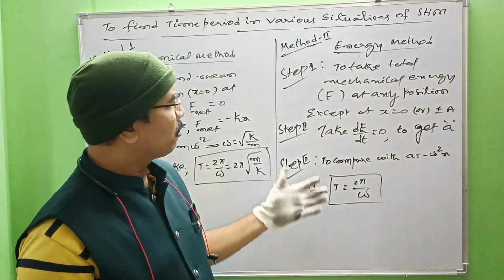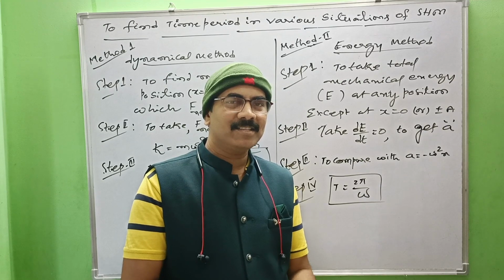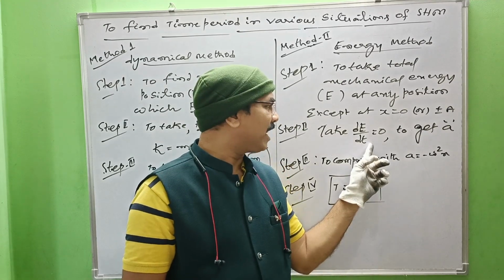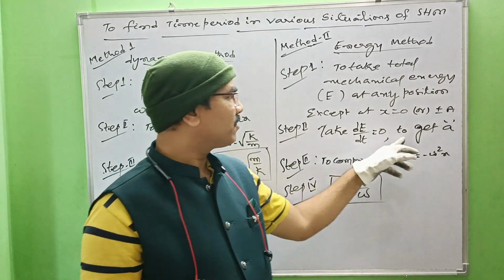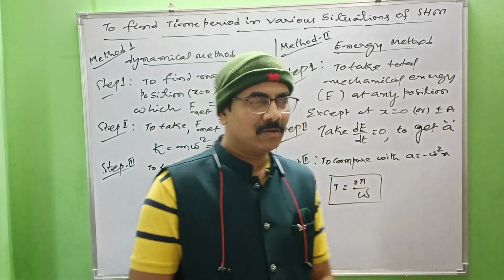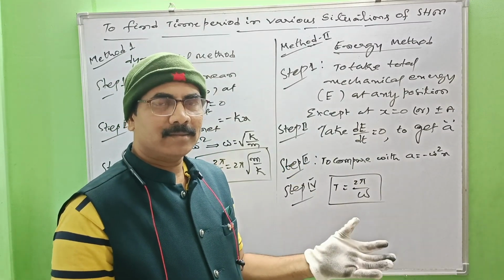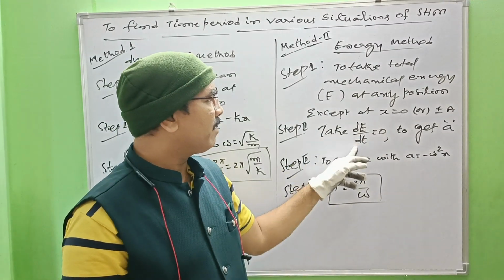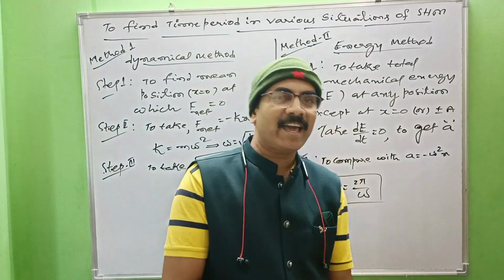Now step number 2, as total mechanical energy is constant, if it is differentiated with respect to time, dE by dt must be equal to 0. From which we can get acceleration. So after taking total mechanical energy, it is to be differentiated with respect to time and equated to 0 to have the value of acceleration, right?